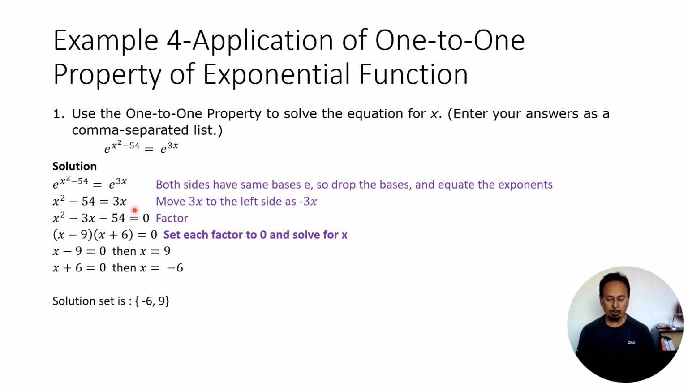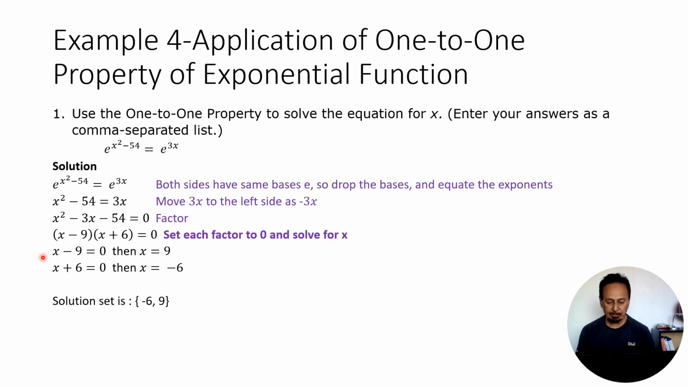Now it looks like a quadratic equation. So in this case, we move all the terms to the left side. We move 3x to the left side, and we get x squared minus 3x minus 54 equals 0. We can factor this trinomial.